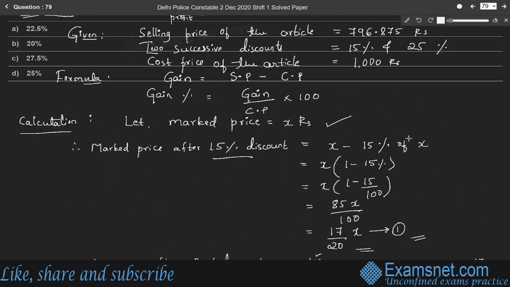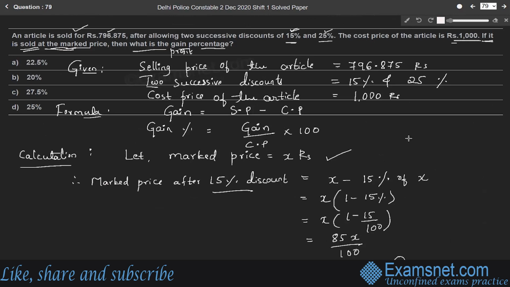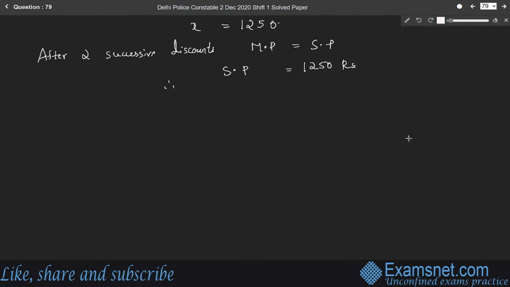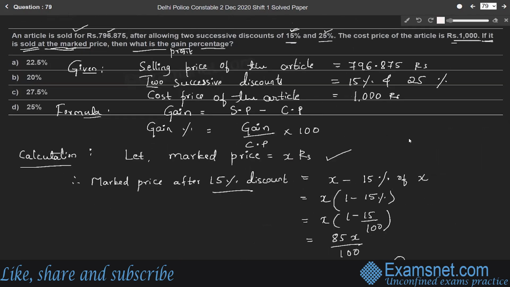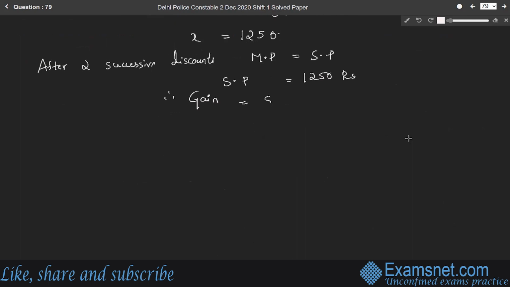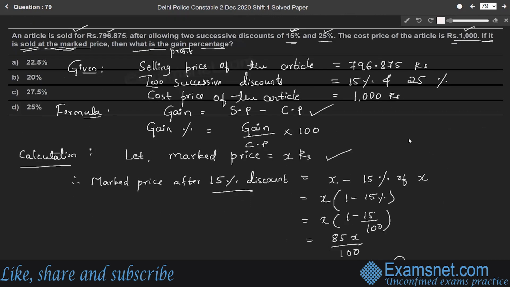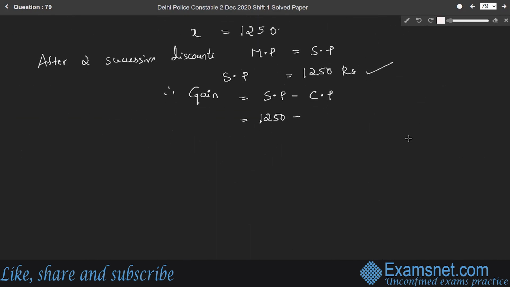So in the question, the gain percentage is asked, right? What is the gain percentage? For that, we need gain or profit. Therefore, gain is equal to, what is the formula for gain? It is, yeah, selling price minus cost price. Selling price we have calculated. So it is 1250 minus cost price is given, which is 1000 rupees, right? Which is equal to gain is 250 rupees, right?